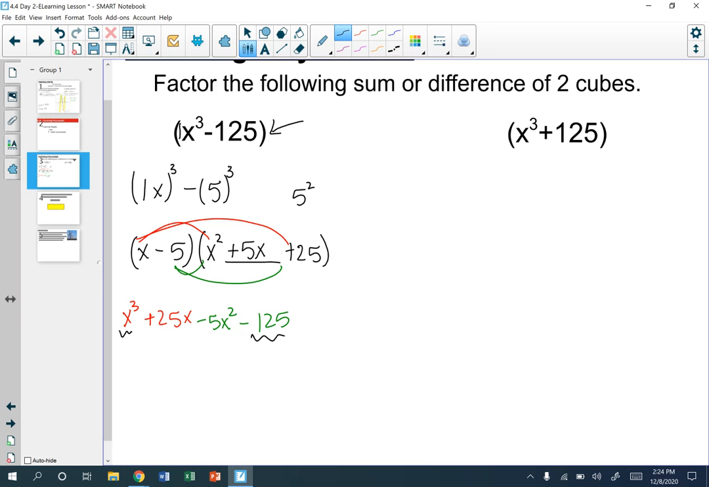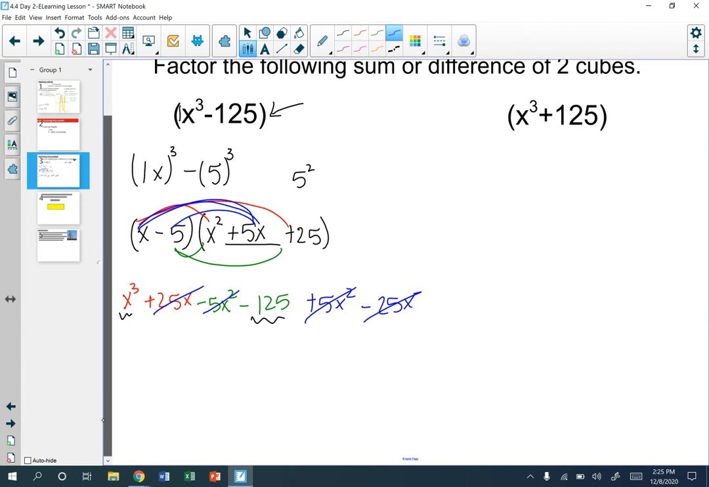Okay, and now you may be wondering, how in the world did she get that? But let's first just look. Notice if I were to multiply now by 5x, I'd get plus 5x squared and then minus 25x. And then notice all of those cancel, and I'm left with x cubed minus 125, which is what we started with. So we know we factored correctly.